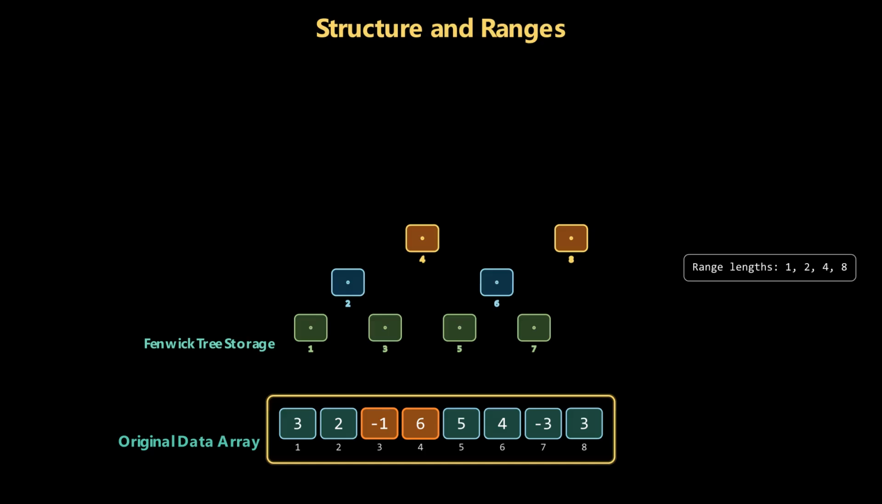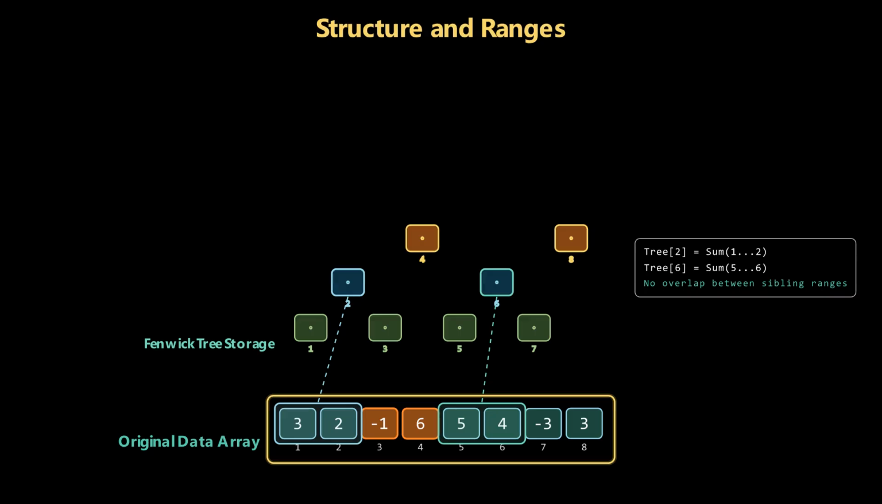There is a strict pattern here: every range length is a power of 2: 1, 2, 4, 8. Each range also extends backward and always ends at its index. Slots on the same tier never overlap. Index 2 owns 1 through 2, and index 6 owns 5 through 6, with a gap between them. A higher slot like index 4 can cover 1 through 4, so later we never double count.